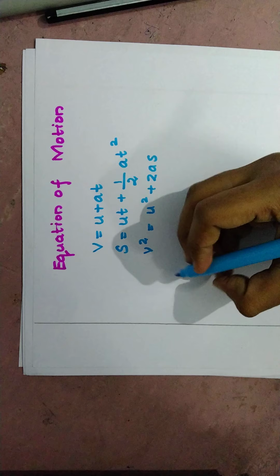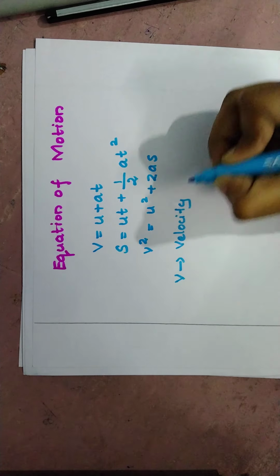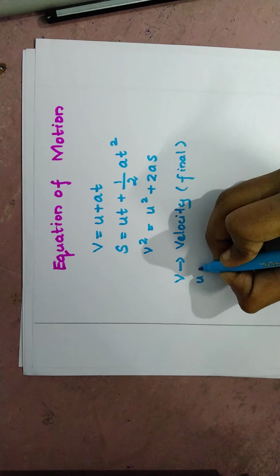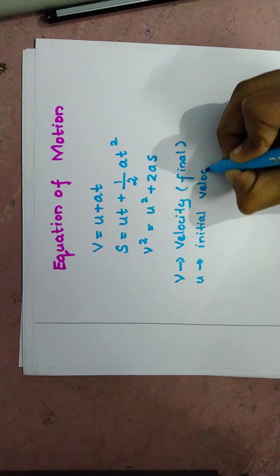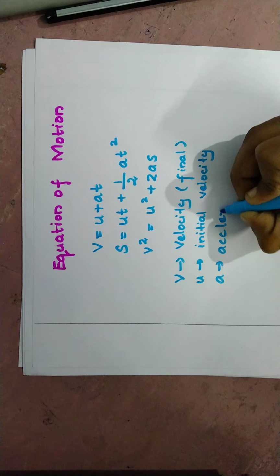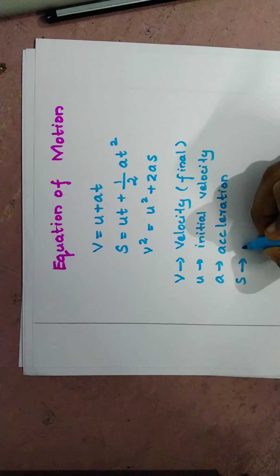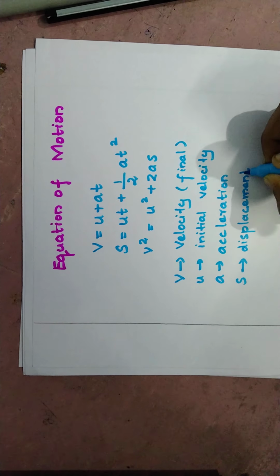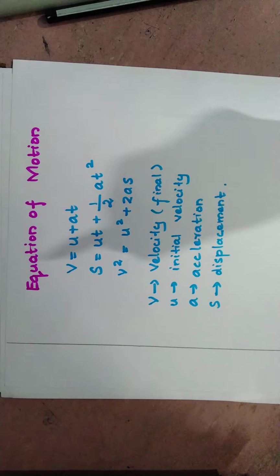Here v implies velocity, that is final velocity. u implies initial velocity. a implies acceleration. Small s implies displacement. These are the terms that are given in the above equations.